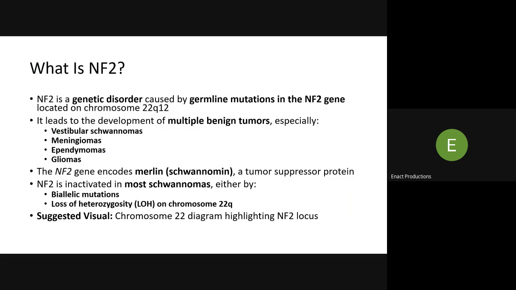So we're going to be covering neurofibromatosis 2. This is a genetic disorder caused by germline mutations in the NF2 gene. This is located on chromosome 22. So the way to read this is 22 is the chromosome, and then the Q12 is a location. Q is one of the arms, one of the sections of one of the arms, and 12 is like a subsection in that Q area.